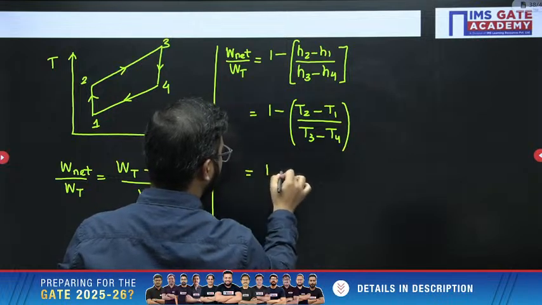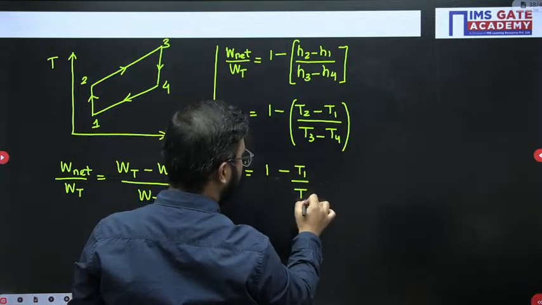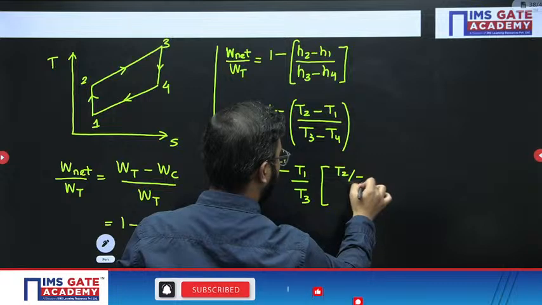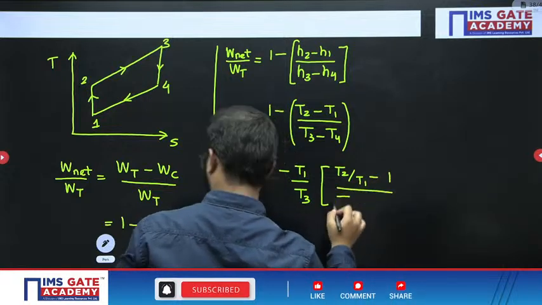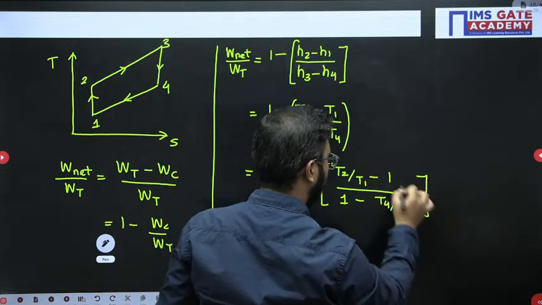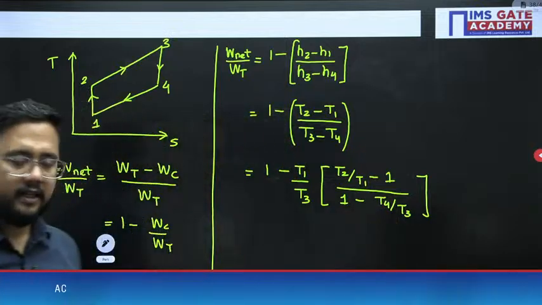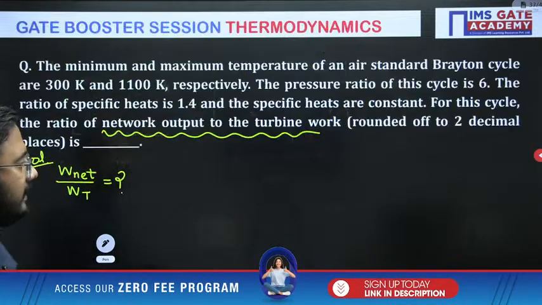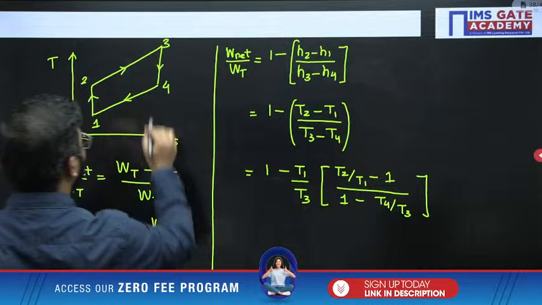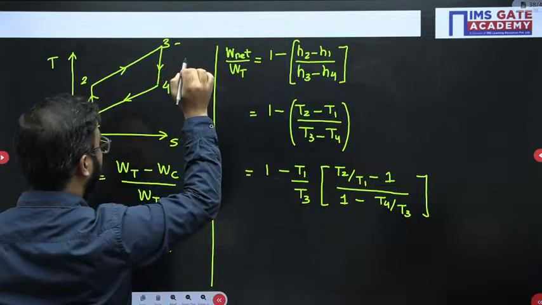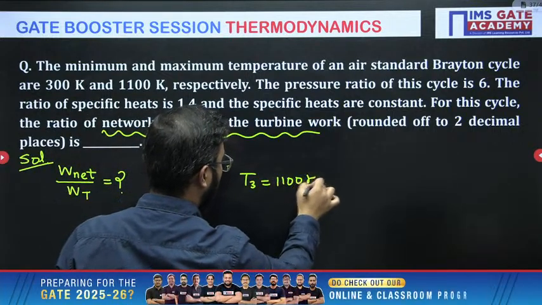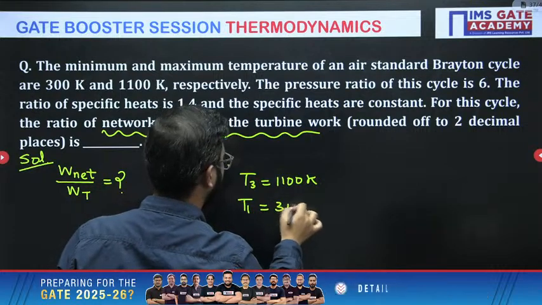So what I will do, I will take T1 common from the numerator and T3 common from the denominator. So T2 by T1 minus 1, over 1 minus T4 by T3. Right? Now why have I taken T1, T3 common? Because the maximum and minimum temperatures they have mentioned: 300 and 1100. So T3 is 1100 here, and T1 was 300 Kelvin.